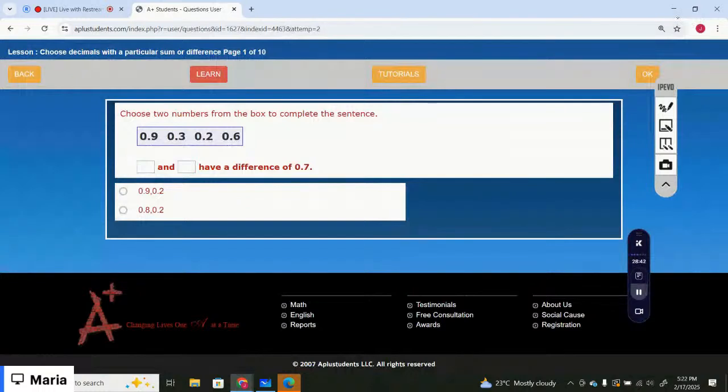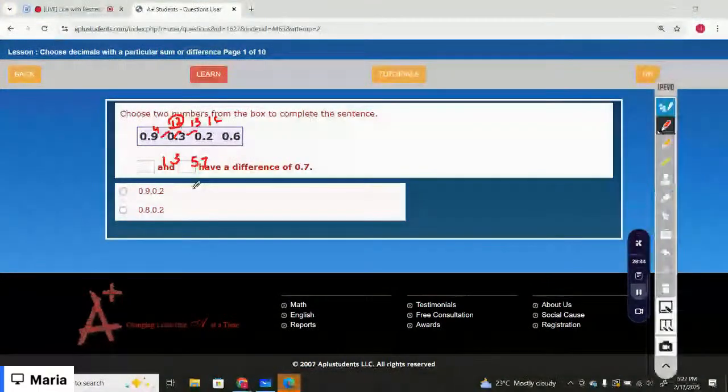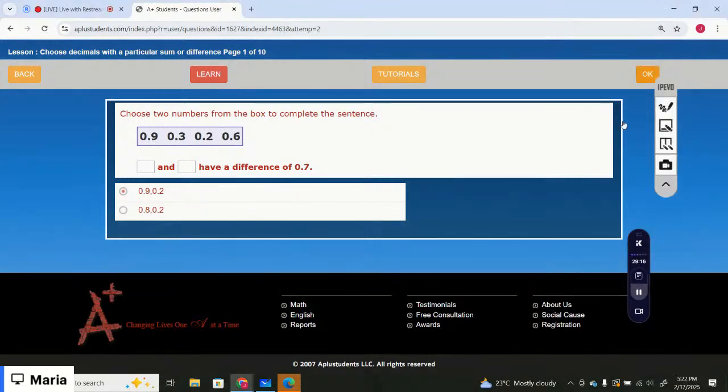So how do we find it? You have to look at your given options. You are given two options, that is 0.9 and 0.2, and 0.8 and 0.2. So start with the first one, just subtract: 0.9 take away 0.2, 9 take away 2 is 7, and 0.7 it is. So that means the correct option is option number 1. 0.9 take away 0.2 is 0.7. Option number 1 is the correct option. That is 0.9 and 0.2.